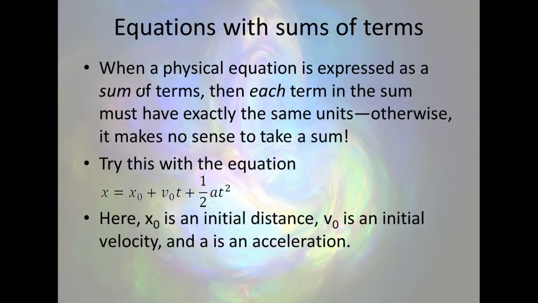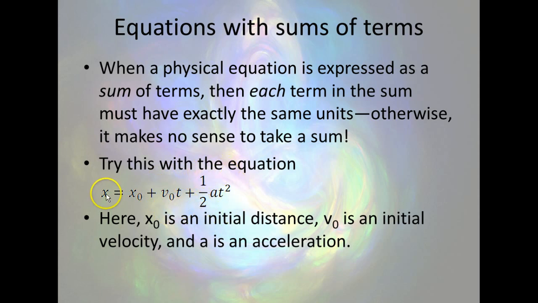So we can perform a similar analysis on an equation that's expressed as a sum. This is another equation that we will use a lot in this class, that the position of an object is equal to its initial position plus its initial velocity times time plus 1/2 the acceleration times the time squared. So not only must the units on one side of an equation equal the units on the other side, but if you have an equation that's a sum or difference of terms, then each term in the sum or difference must have the same units. In other words, x naught has the same units as x, and they also have the same units as v naught times t, and as 1/2 a t squared.